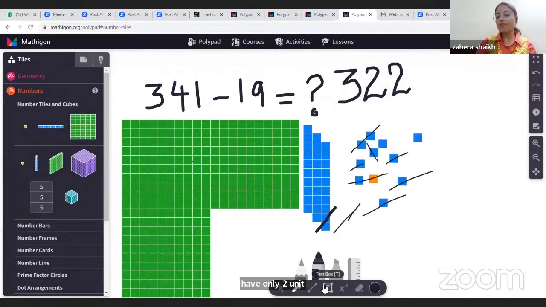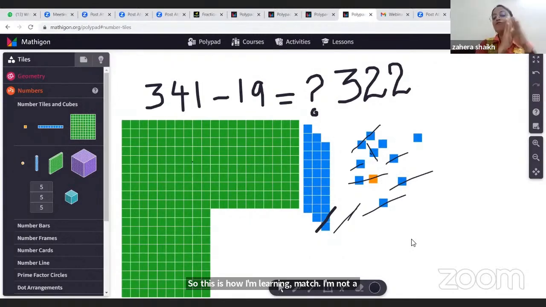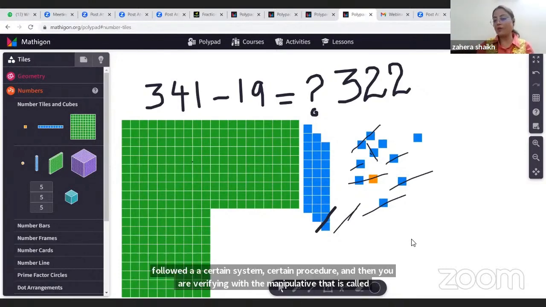So how easy it is for me to visualize and understand how I can decompose this number as per the requirement. I'm not decomposing each and every unit. Wherever I need to decompose, regroup, and wherever I need unitization, I use the unitization process as well. So this is how I'm learning maths. If you have calculated, followed a certain system, a certain procedure, and then you are verifying with the manipulative, that is called doing maths with manipulative, right?